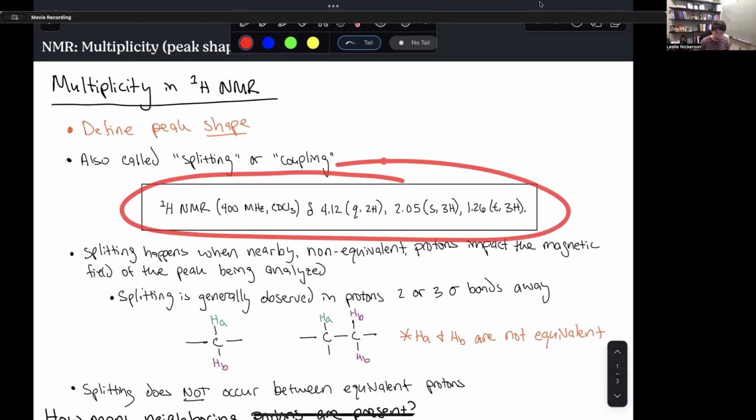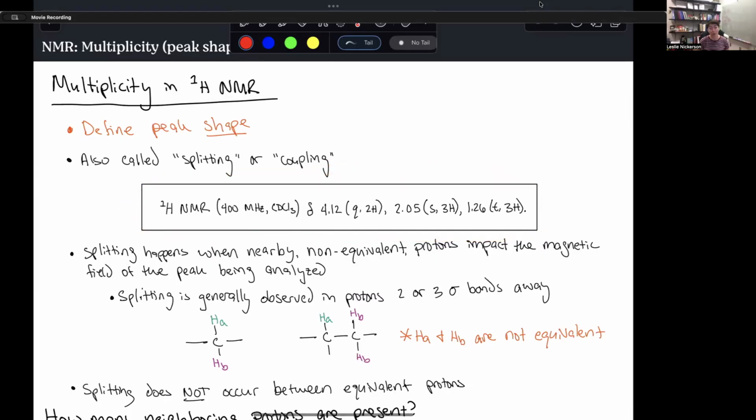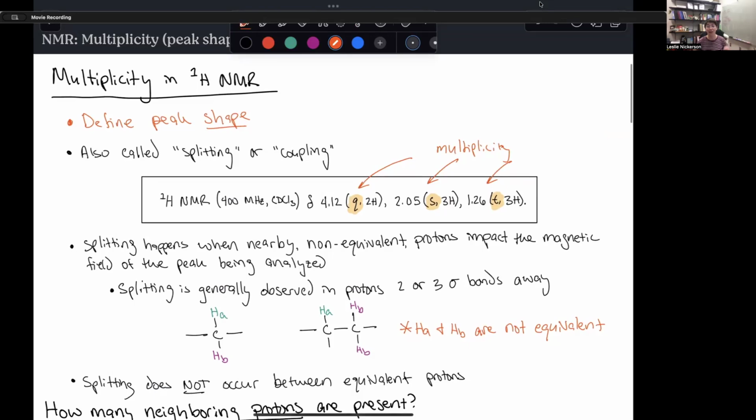Okay, so if we're looking again at our general rundown of our proton NMR summary here, the multiplicity that we're looking at is the letter in there. That is going to be our multiplicity, and that's telling us what the shape of the peak is. So this is a quartet, that would be a singlet, that is a triplet. And we'll go through what each of those look like.